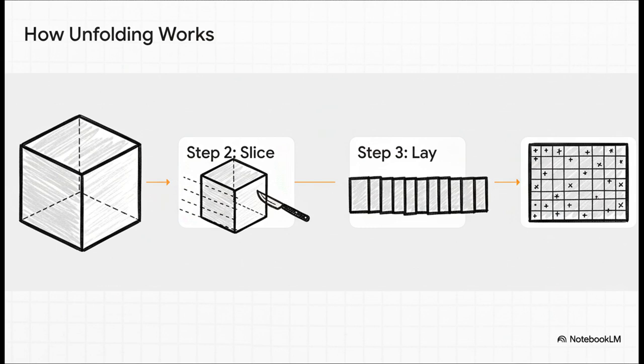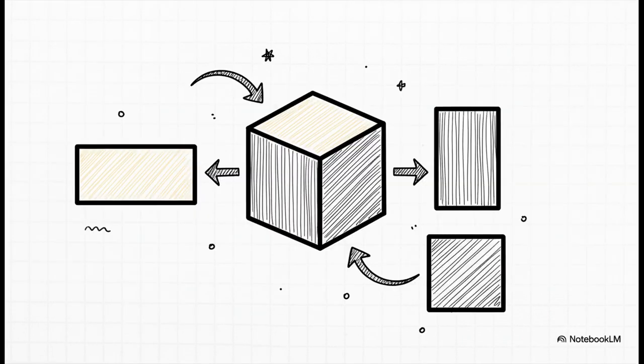Step 3, you just lay those slices down one next to the other, side by side. And what do you get? A single, flat matrix that has all the original information, but now it's in a form we can actually analyze. Pretty cool, right? But here's the really clever part.